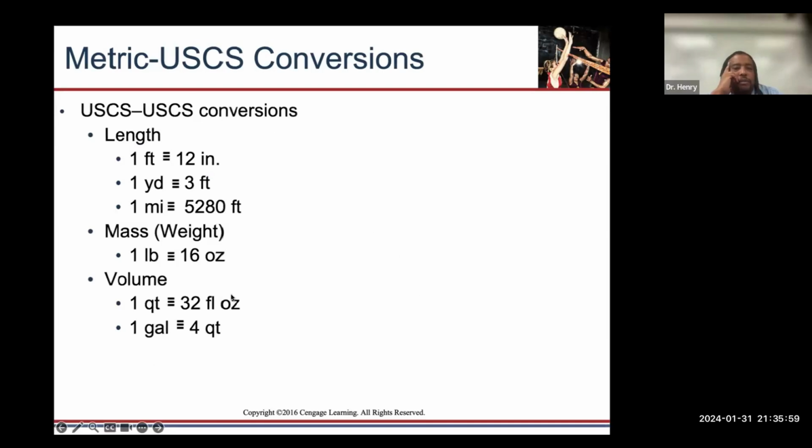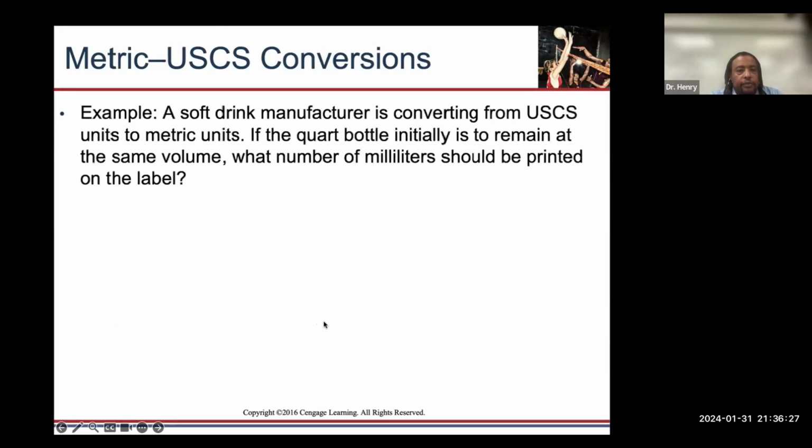Okay, so these are some of the other conversions that you need to be working with. And so these are the USCS, United States customary system. And so these are some of the units for length, such as feet, inches, yards, and miles. And then for mass, it's often pounds and ounces. And then for volume, we have quarts, fluid ounces, gallons, and of course, like I said, quarts.